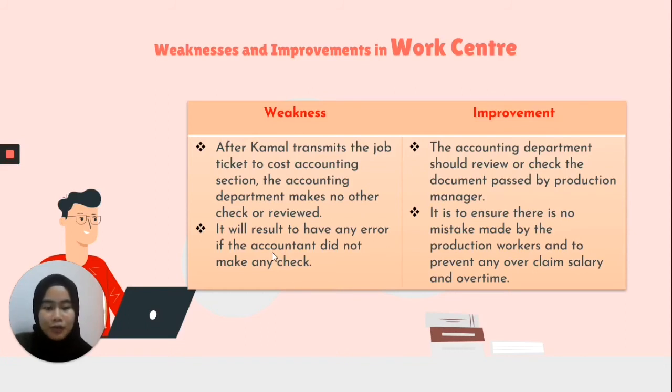So for improvement, the accounting department should review or check the documents passed by the production manager. It is to ensure that there is no mistake made by the production workers and to prevent any overclaimed salary and overtime. So it will also reduce the losses.